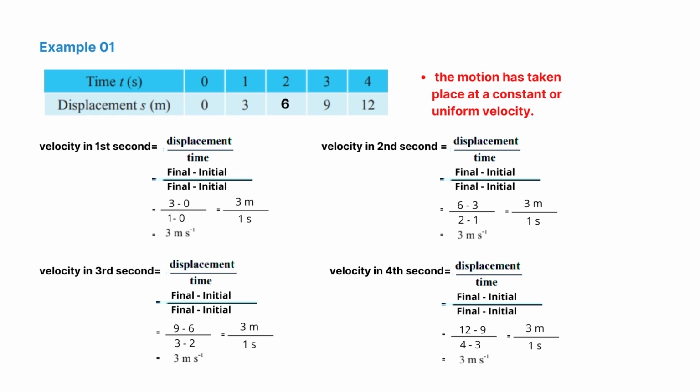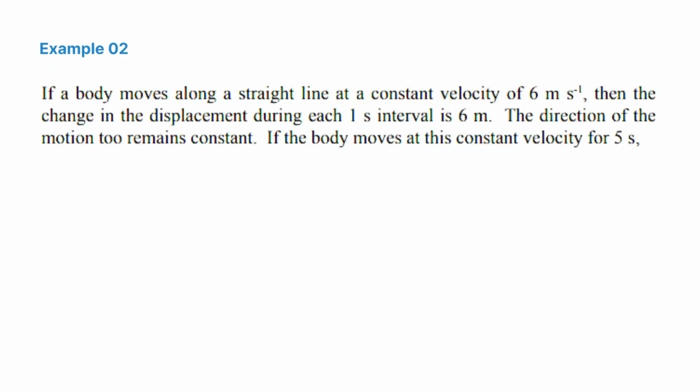So here you can see when a body is moving at a constant velocity or uniform velocity, neither the magnitude nor the direction of its velocity changes with time. So when both the magnitude and the direction are the same, the velocity is called uniform velocity or constant velocity. If we look at an example, a body moves along a straight line with a constant velocity of 6 meters per second for 5 seconds, what is the displacement of the body?